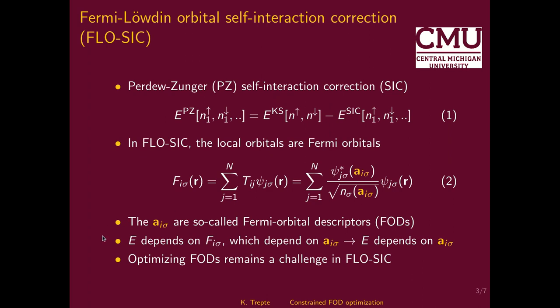Now clearly the total energy depends on our localized orbitals, and the localized orbitals depend on our FOD positions, so with that our energy is going to depend on these positions. And we have to find the optimal set of these points in space in order to minimize our energy. It turns out now that optimizing these FODs still remains one of the biggest challenges in FLO-SIC, and we would like to find ways to accelerate this optimization.